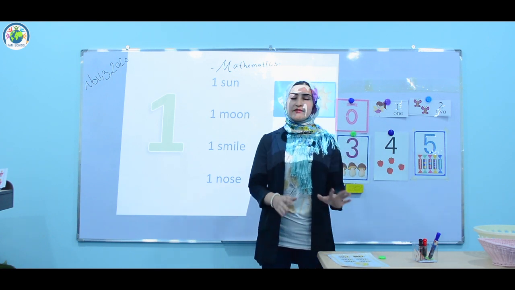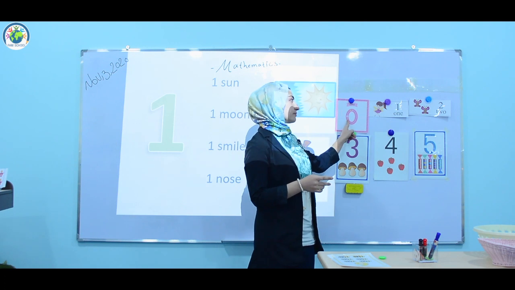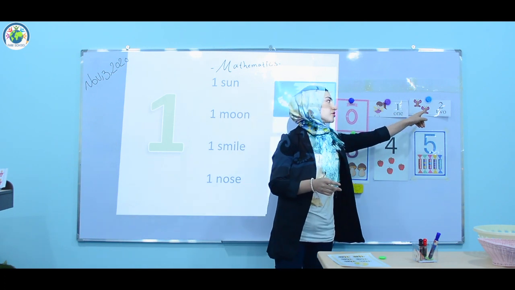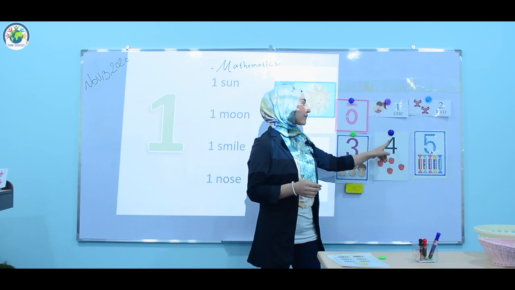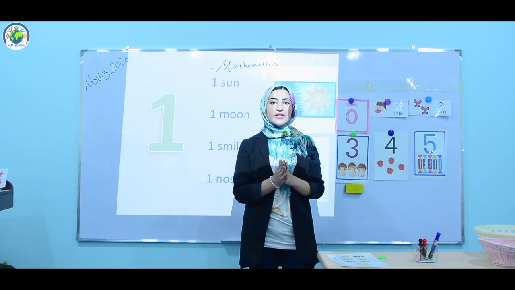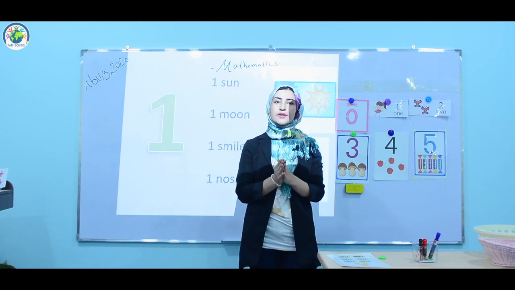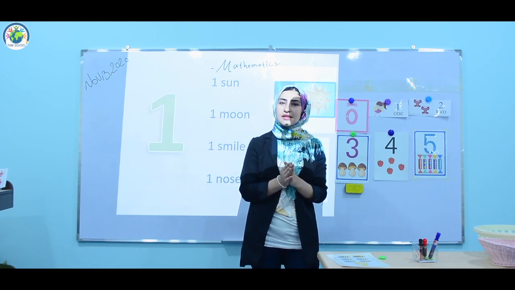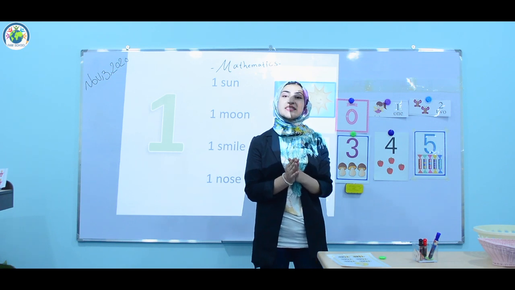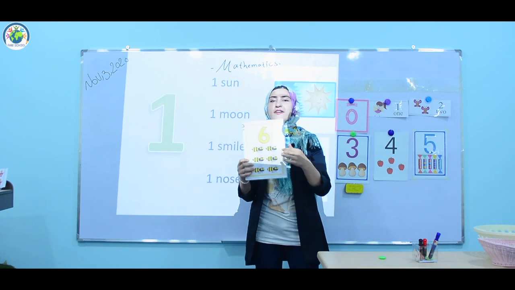As you know, in previous classes we learned how to count and write numbers 0, 1, 2, 3, 4, and 5. And today we are going to talk about a number that comes after number 5. Who knows what that number is? Who can tell me? Good job, number 6. It is number 6 that comes after number 5.